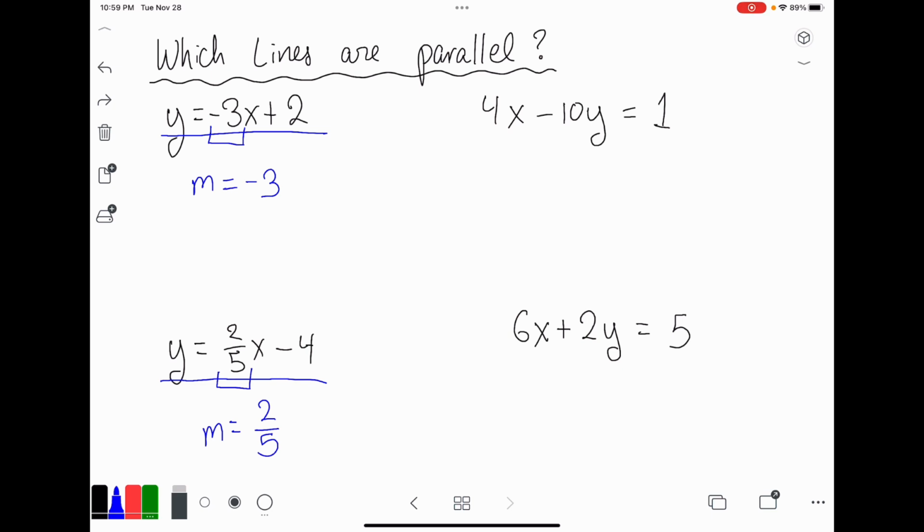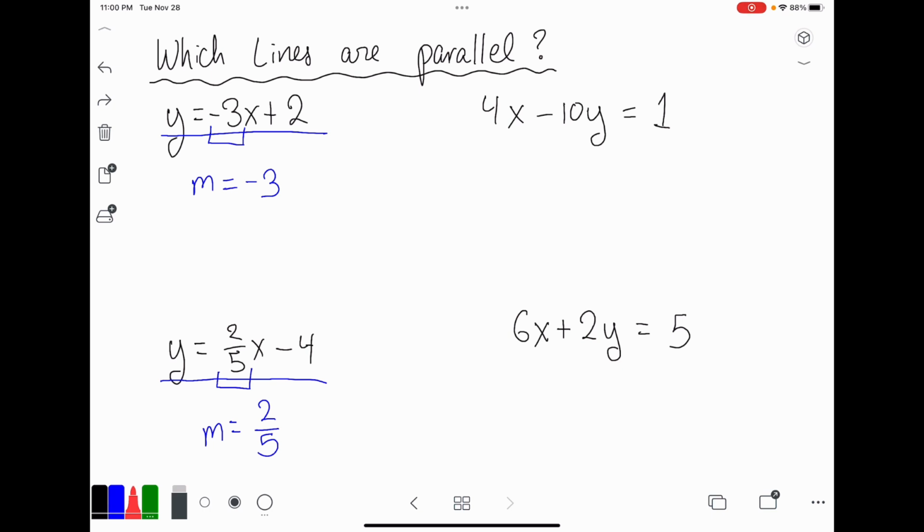But now let's take a look at the other 2 lines. Now these, if you recognize, are in standard form. The problem with standard form is that it doesn't tell you anything about the slope. So the best way to figure out the slope when a linear equation is in standard form is to rewrite it in slope-intercept form. Remember, all you have to do is rearrange the equation to solve for y. That way, it will be in slope-intercept form.